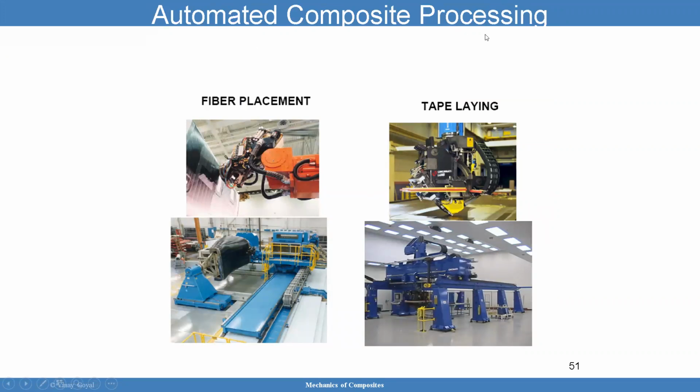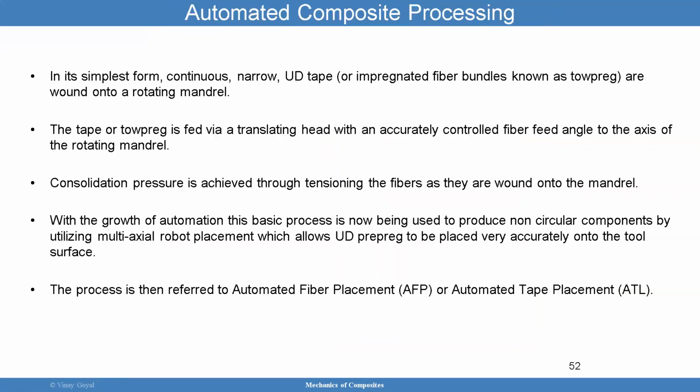And then you have the automated composite processing. You have fiber placement, and then you have tape laying. Okay, so I'll go into those later, but automated composite processing is very useful. It fully automates the making of the composite and keeps it very simple using robots.